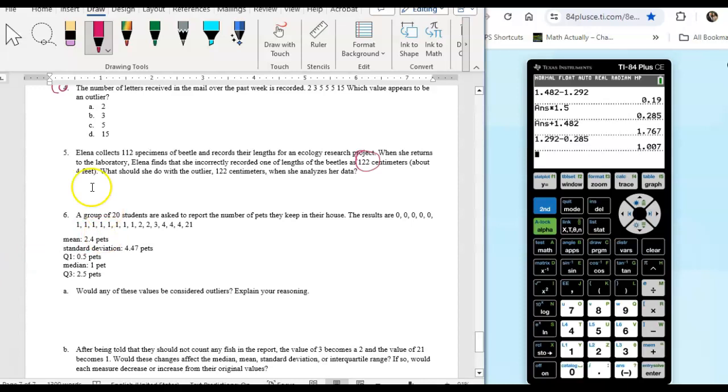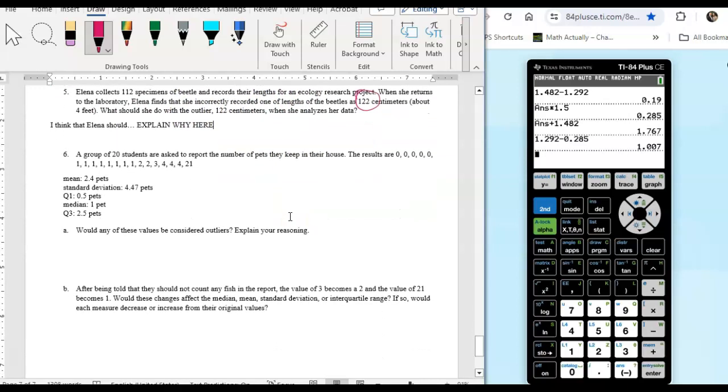So here, you're going to tell me what you think she should do. I think that Elena should... and I want you to explain why here, okay? I'm not going to tell you. I think using this information, you should be able to determine what she should do.